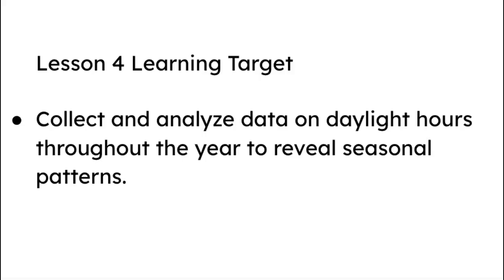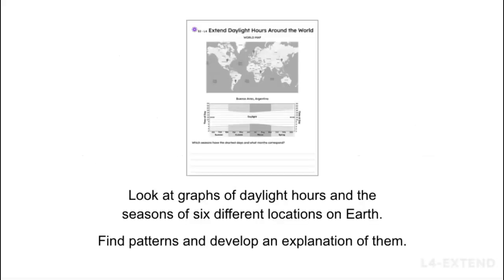By the end of this lesson, students will have collected and analyzed data on daylight hours throughout the year to reveal seasonal patterns. In Lesson 5, students figure out how stars move across the night sky and how the patterns are caused by the rotation and revolution of the Earth.